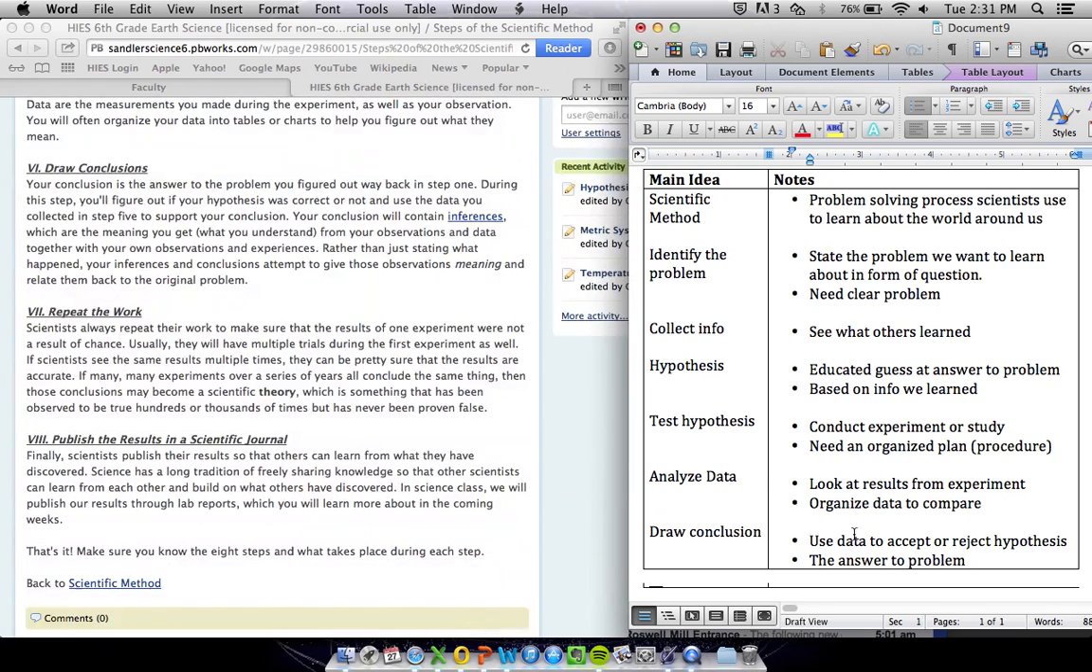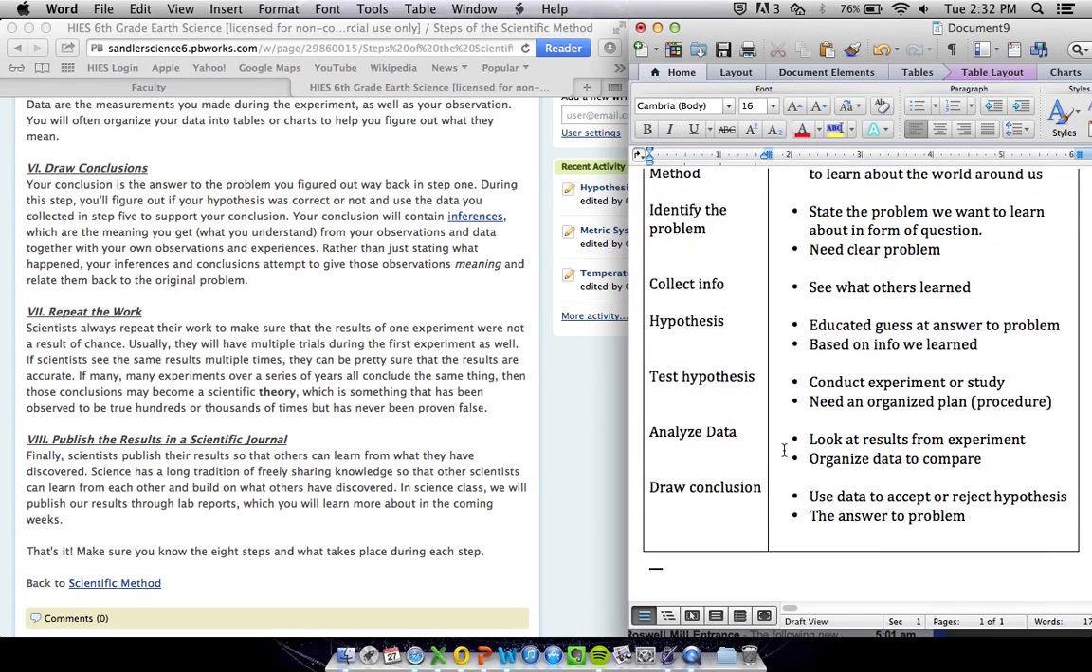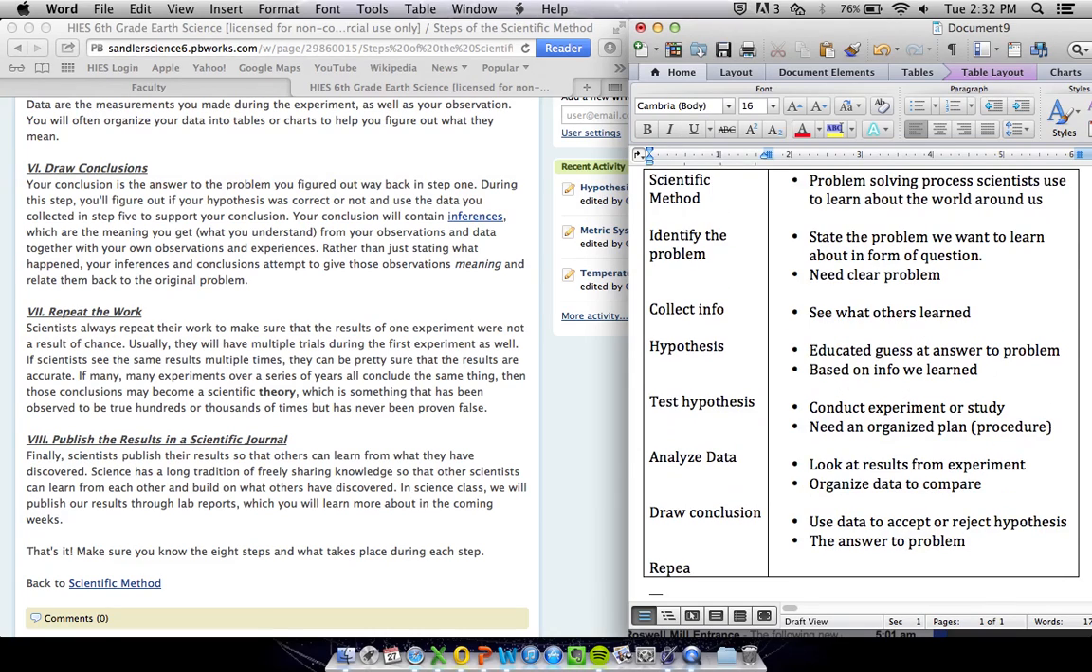We have to use that data that we got in step 5 and in 4. We have to use that data to accept or reject our hypothesis. We can't just say, well, I think it should be this. We have to use what we've learned. Our next step is to repeat our work.